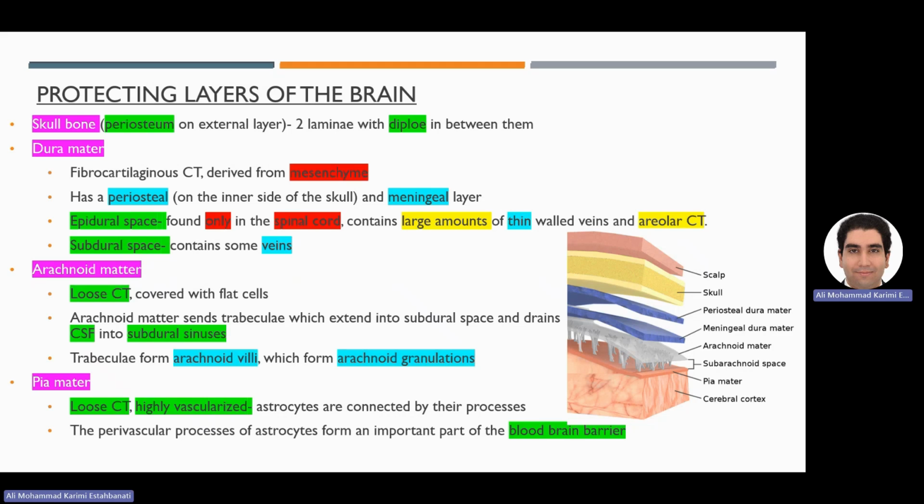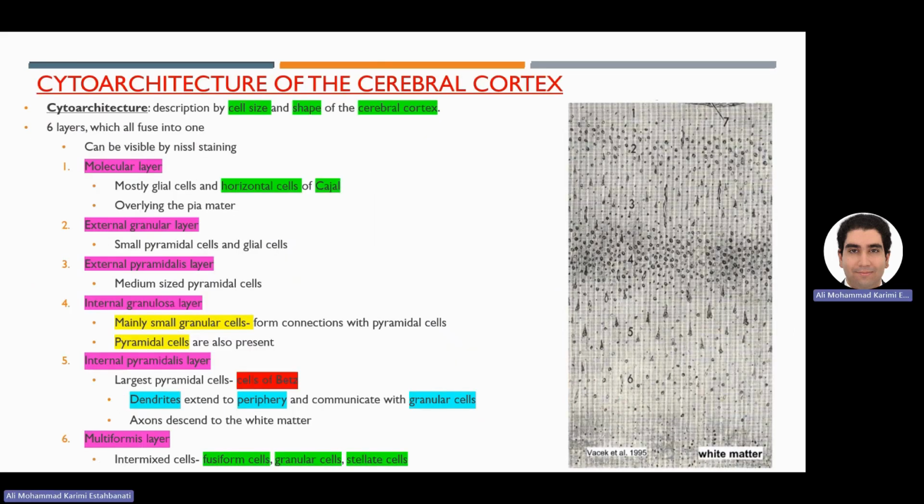Then we go to the pia mater. The pia mater is, again, loose connective tissue, but it's very, very vascularized, guys. Quite vascularized, and that's why it's where we can find the blood-brain barrier. Now, because it's a very important area, it will have a bit more astrocytes compared to other areas for protection of its axons.